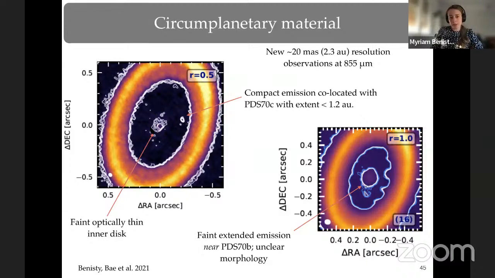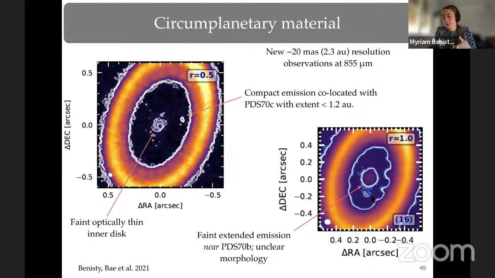We see a faint optically thin inner disk. And then the material around planet B is only recovered when we degrade the angular resolution. By doing so, the only thing we can tell is that we have some extended, diffuse and faint emission, but it's really difficult to recover the morphology.